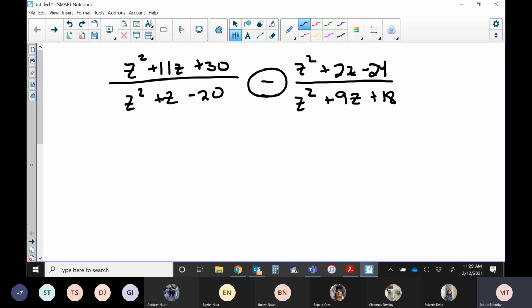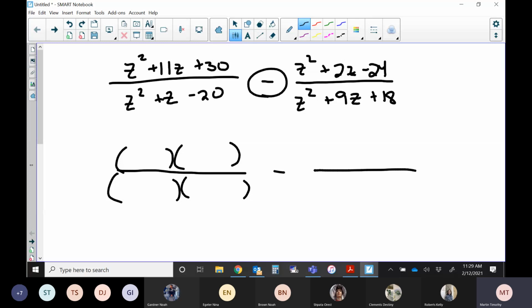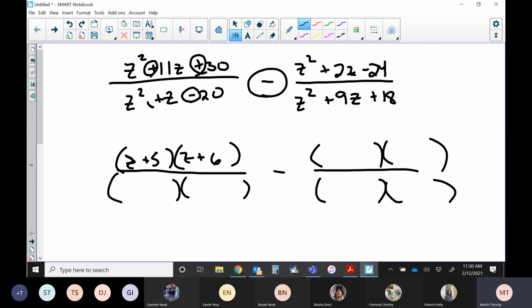So first thing I'm going to do is factor them all. Maybe some of it cancels out, makes my life a little easier. Same signs, both positive, z plus 5, z plus 6. Different signs, bigger one's positive, z plus 5, z minus 4. This one factors into z plus 6, z minus 4. And this one factors into z plus 6, z plus 3.